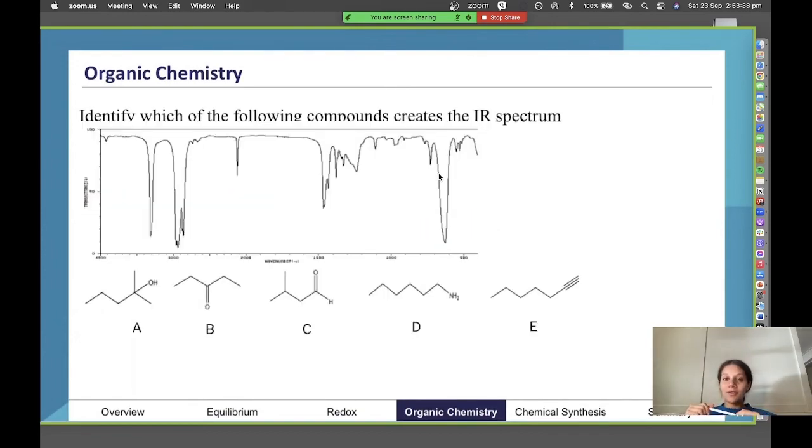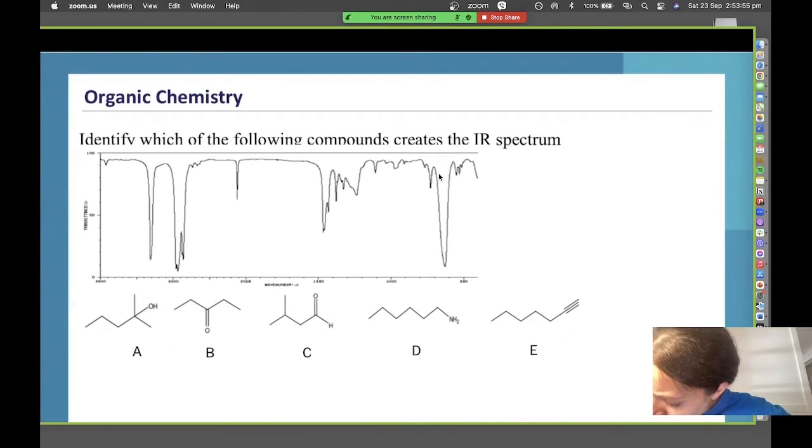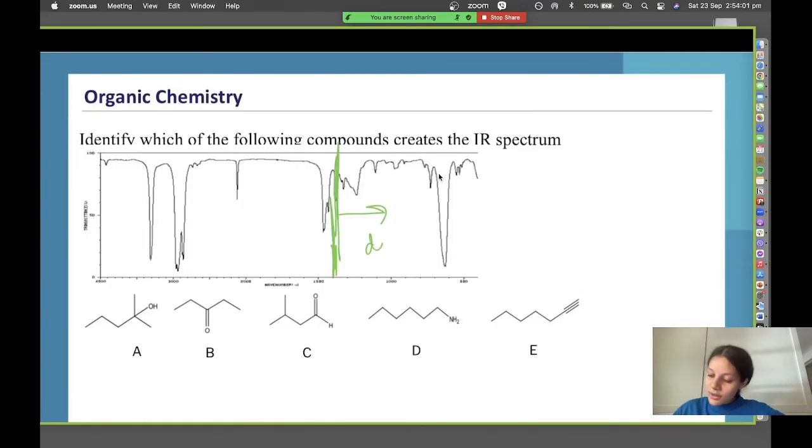Okay, so now we want to identify which of the following compounds creates the following IR spectrum. Just a couple things to note as well for looking at your IR spectrum is that you don't look at anything below 1400. So I think on this curve, that's 1500 there. So anything below here, you disregard. So that means we're only looking at the left-hand side there.